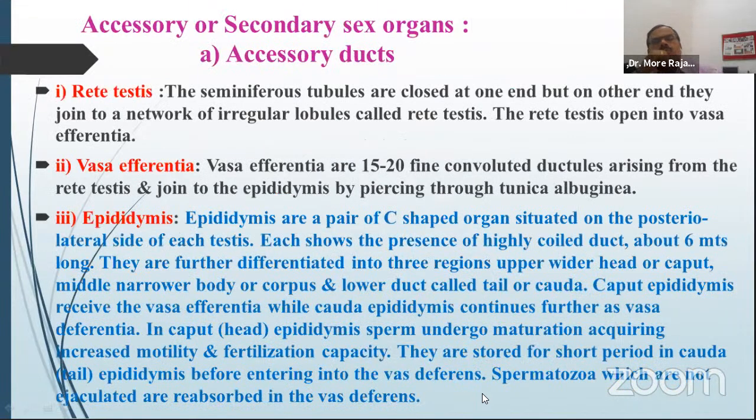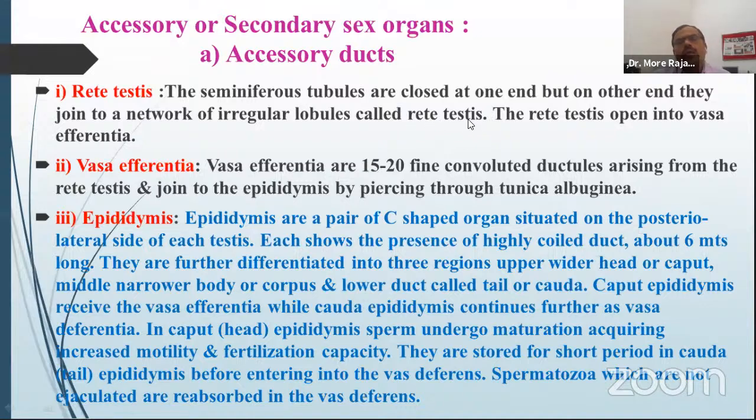Okay, now come to the accessory ducts. The first accessory duct is called the rete testis. What is the meaning of the rete testis? Here the seminiferous tubules, which are coiled in each compartment, are closed at one end. But at the other end they join, and further form a network of irregular lobules, and this network of irregular lobules is called the rete testis.